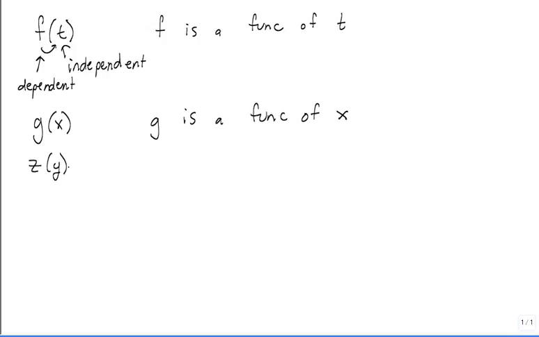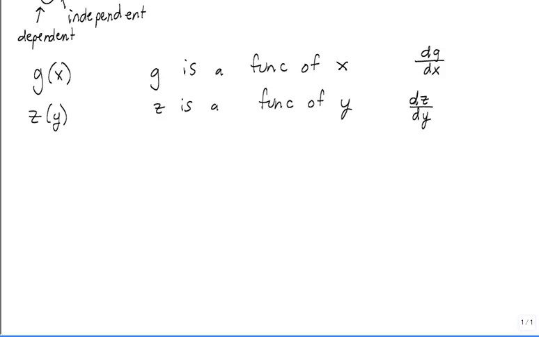You could say z of y. Z is a function of y. So when you take the derivatives, this would be df dt. This would be dg dx. This would be dz dy. So we learn how to take a derivative of functions where it's not just y equals something, y equals an expression. And this is called implicit differentiation.